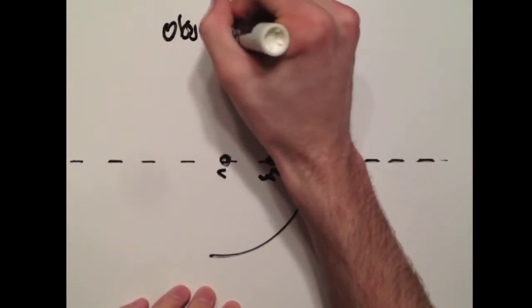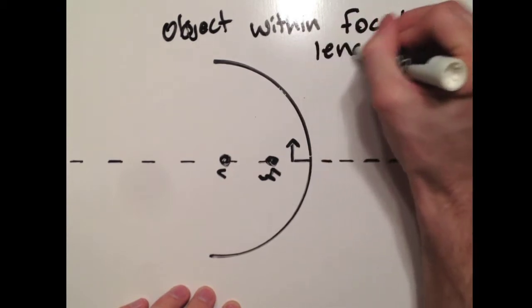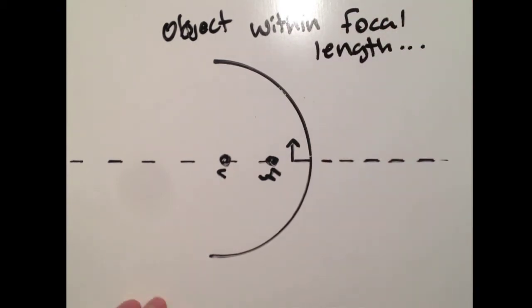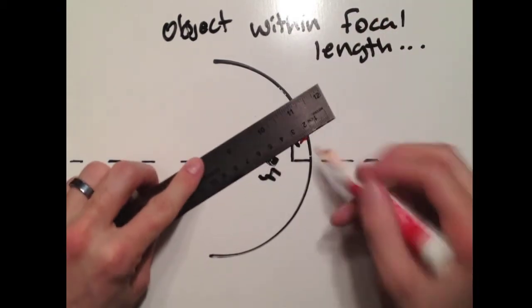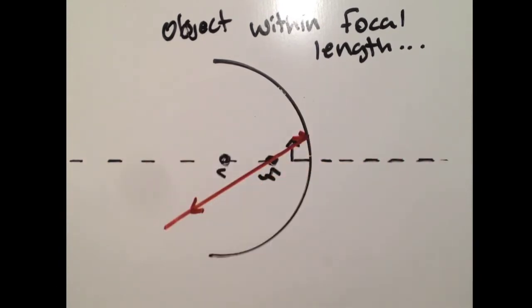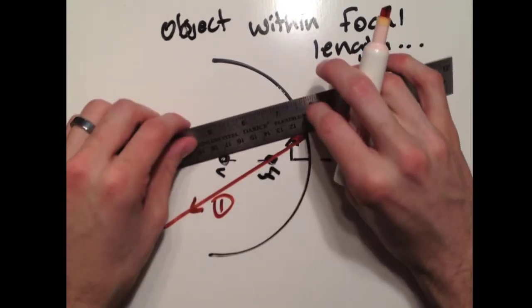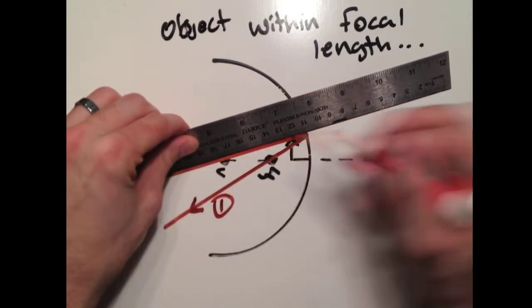Now you can see that my object is within the focal length. So I still start the same way. The first ray goes straight towards the mirror, then reflects back through the focal point. Second ray is now lined up with the top and the center, and then reflected back on itself.